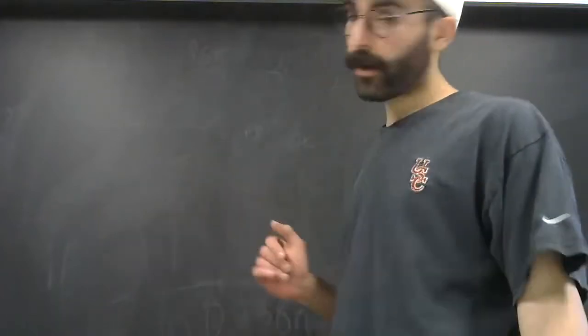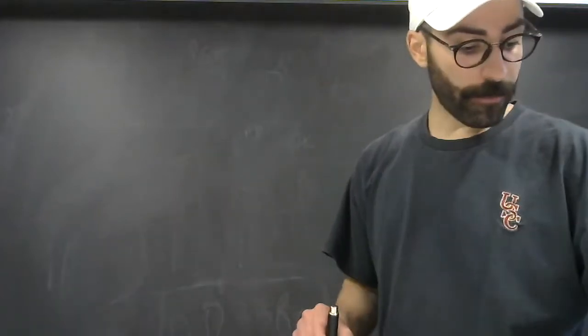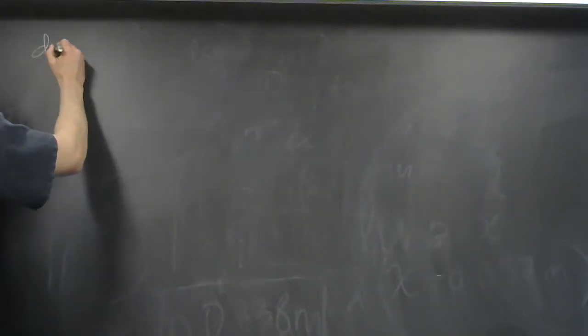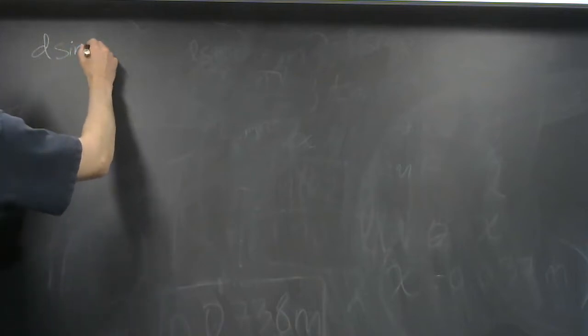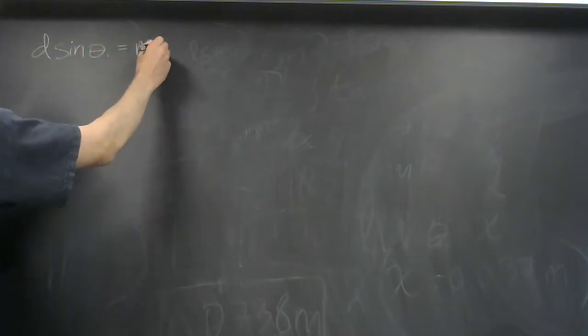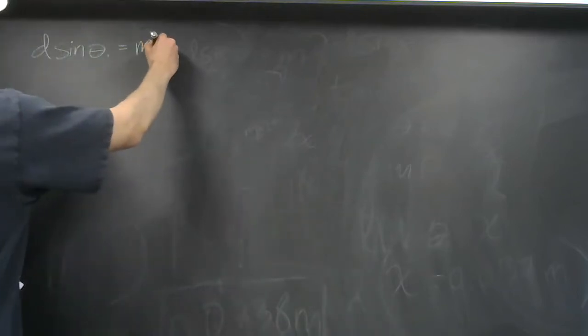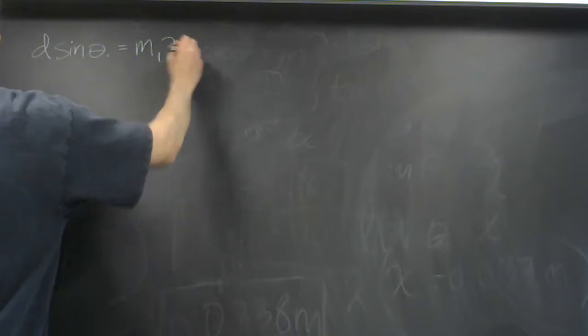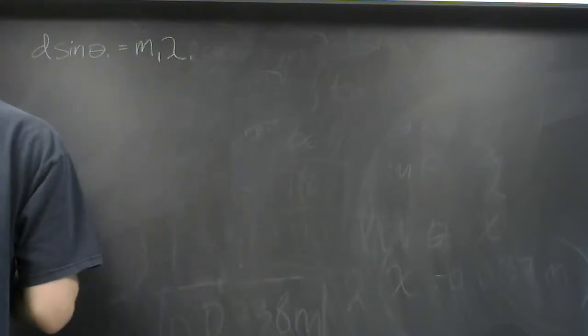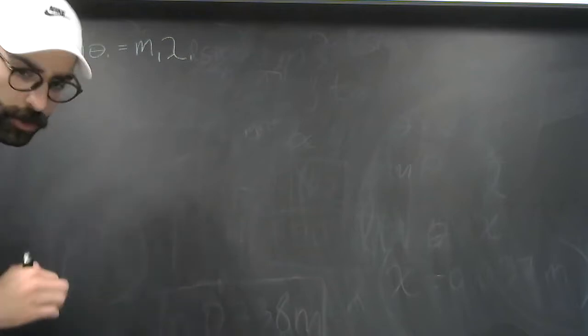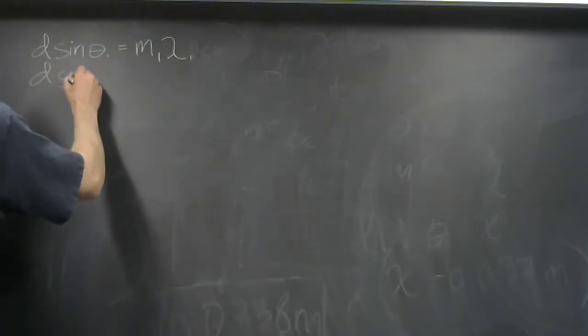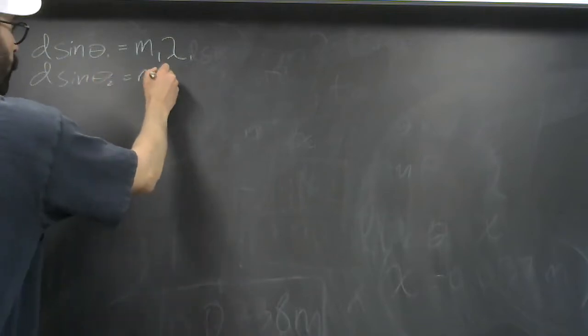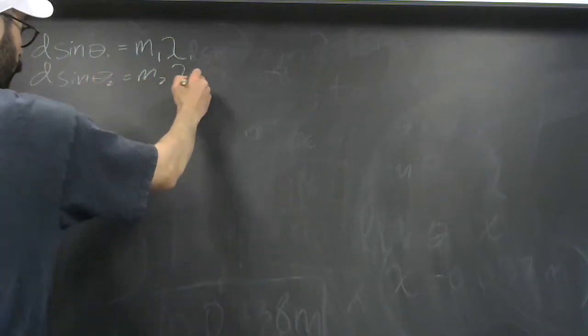And we have two scenarios here. That first one being, we have d sine theta 1 equals m, first order, so m1, and then lambda 1. No, we're looking for the wavelength. Okay. So lambda 1, and then d sine theta 2 equals the other order, the second order one, and then the wavelength we don't know, lambda 2.